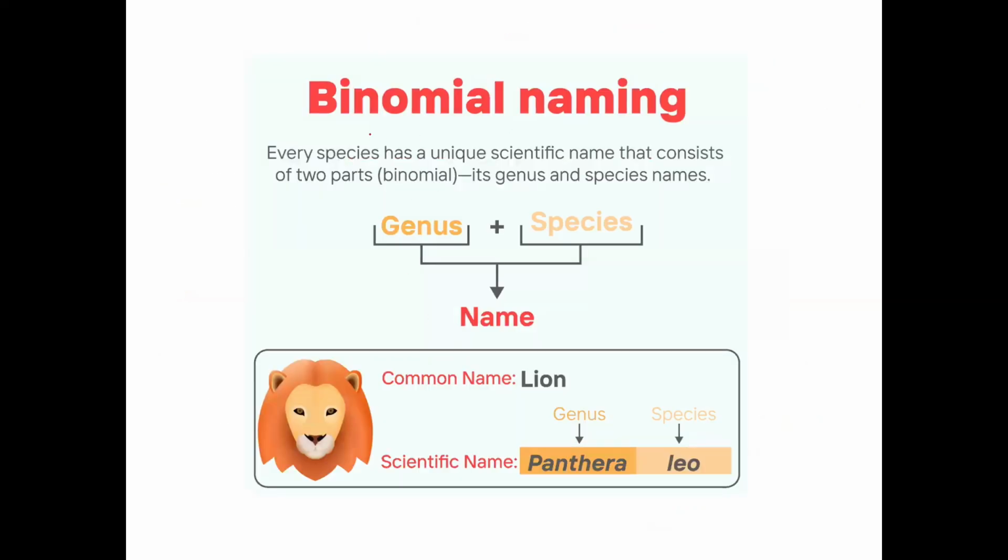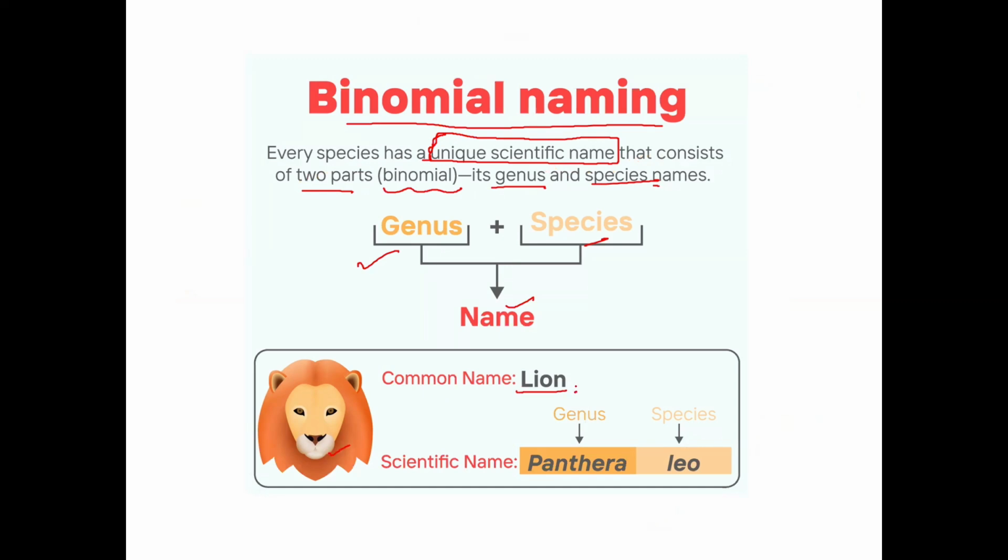Let's understand binomial naming in an easy way. Every species has a unique scientific name. No two names overlap, so it's unique. It consists of two parts, so we say it's binomial. The first one is genus, the second one species. Genus plus species makes a single name.